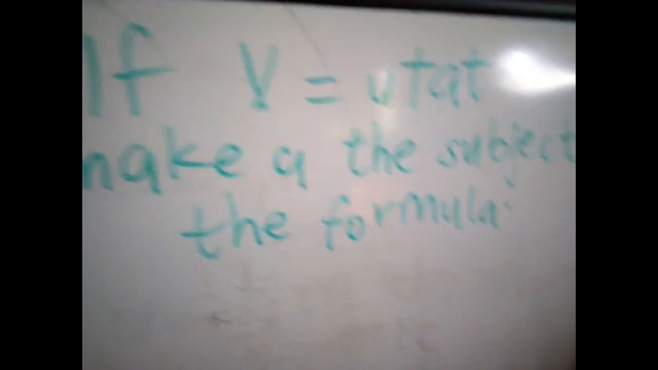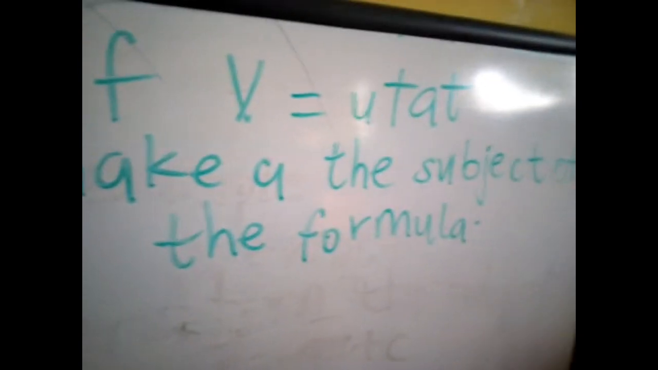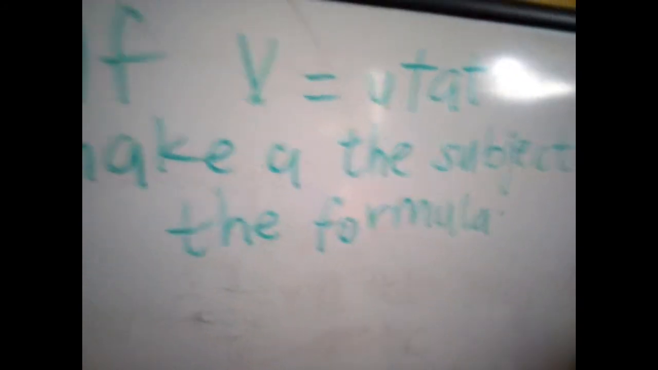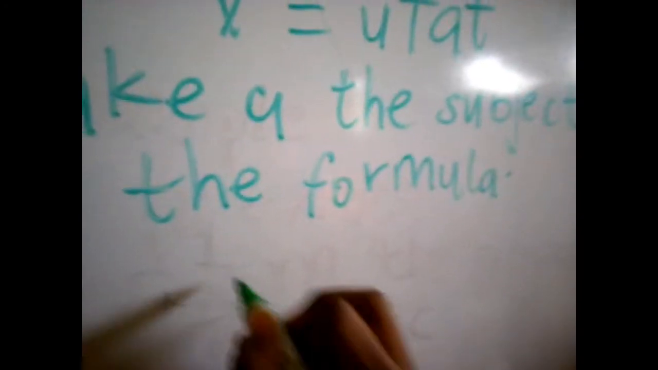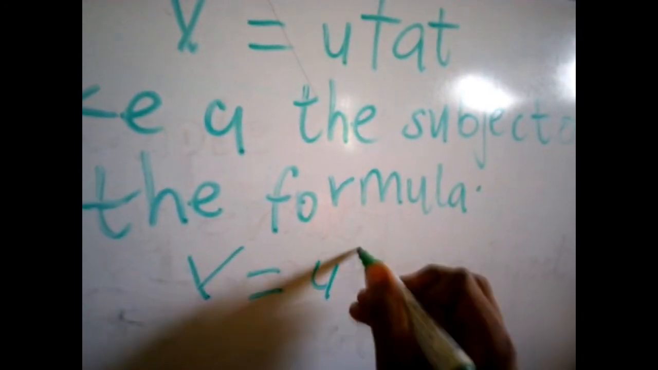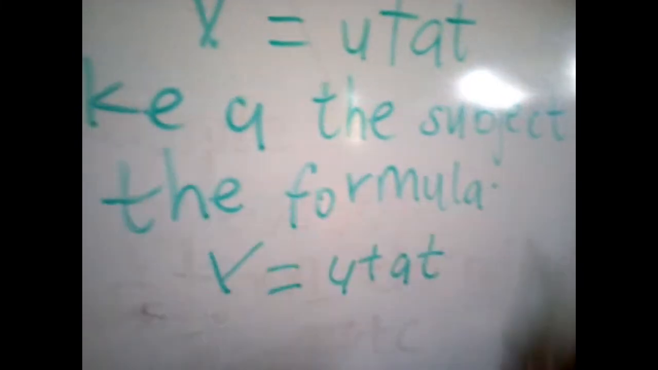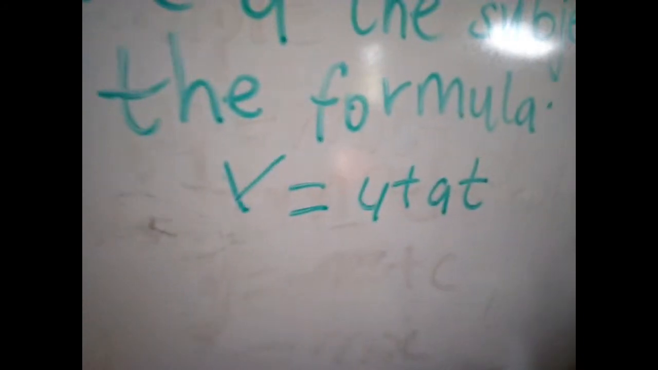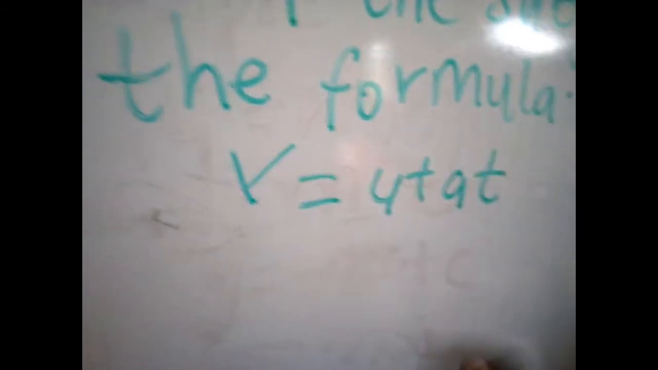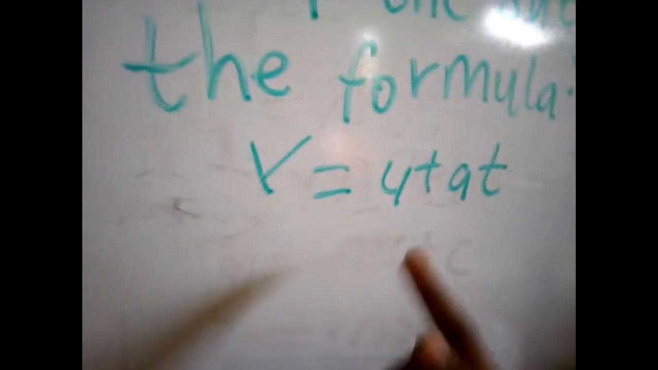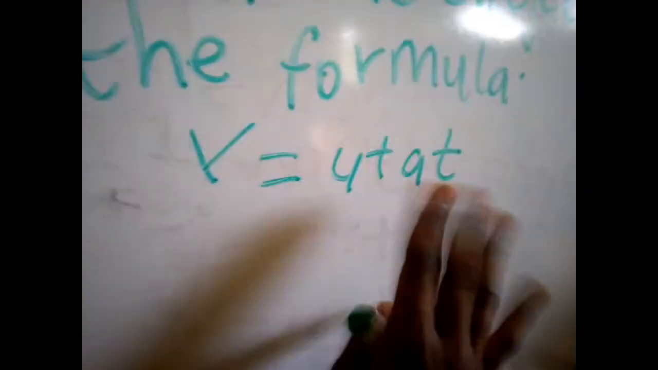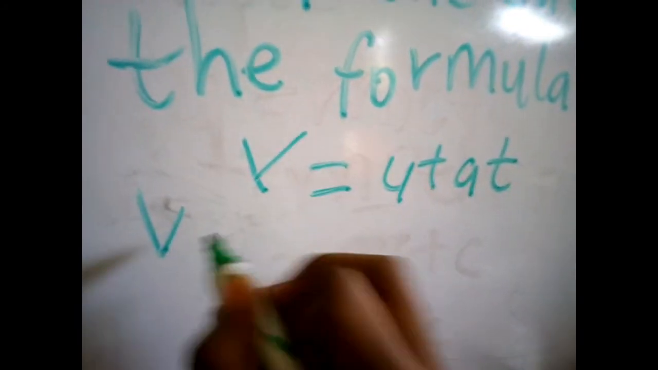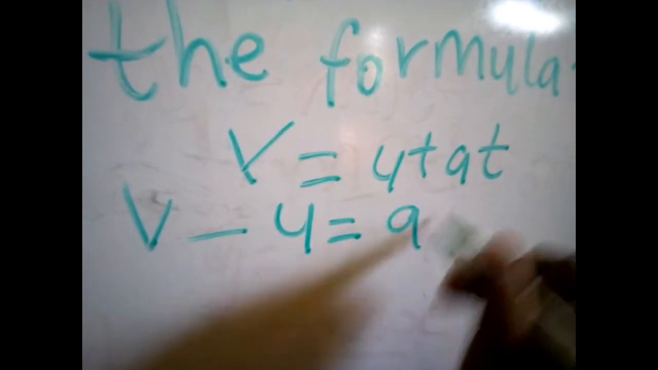So we have another question like this: if v is equal to u plus at, make a the subject of the formula. So v is equal to u plus at. We've written the question. Make a the subject. As we did in the other one, we want a to stand alone, but a is with t. So first we have to make at stand alone. So we bring u to cross the equal sign so that at can be alone. So positive u will cross the equal sign to give you negative u, v minus u is equal to at.